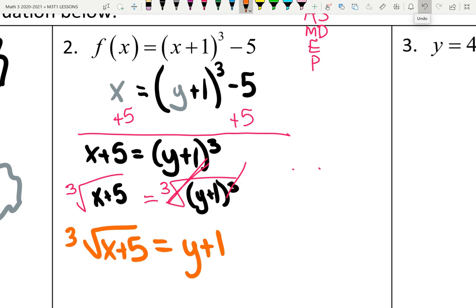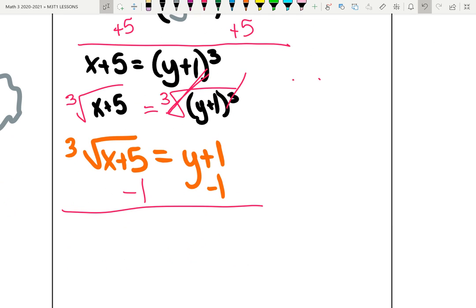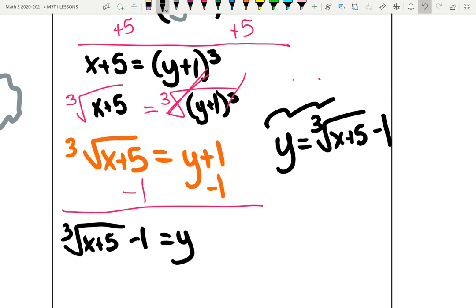Now, I need to get y by itself. I'm going to take away 1 from the left, 1 from the right, and then this is going to result in the cube root of x plus 5 minus 1 equals y. And then for my final answer, I'm just going to flip it. Bada bing, bada boom.